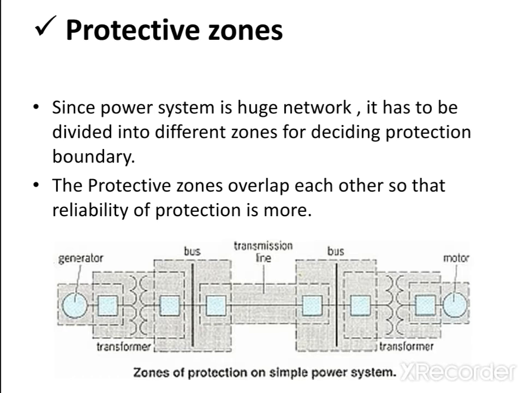In this diagram, the dotted lines represent the protective zones. These protective zones overlap each other, meaning, in the case of generators, the protective zone of the generator and the protective zone of the transformer overlap each other. This will increase the reliability of the power system.